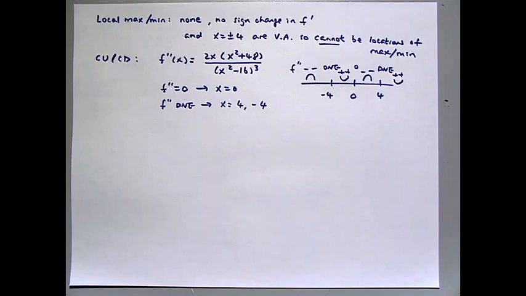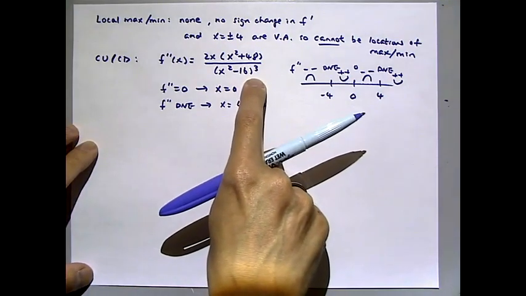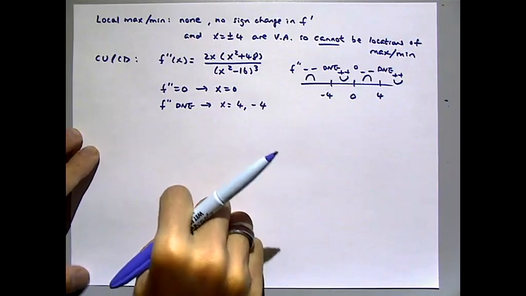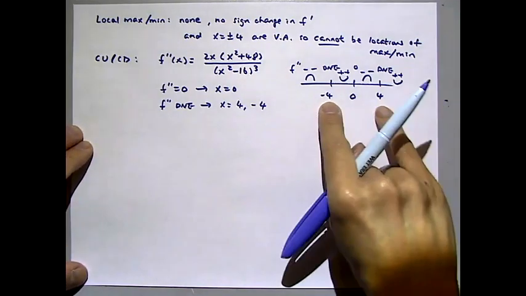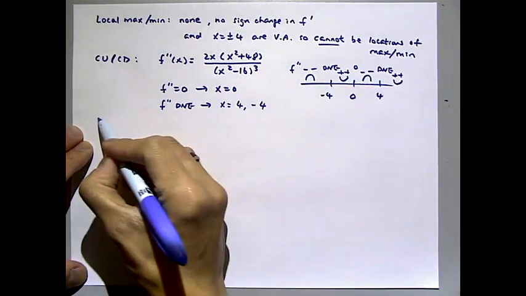Is something puzzling you though? But this guy can change sign. A cube, right? It's a cube. It can change sign. Good. Okay, so there are 3 sign switches, but only 1 inflection point because these 2 cannot be inflection points.